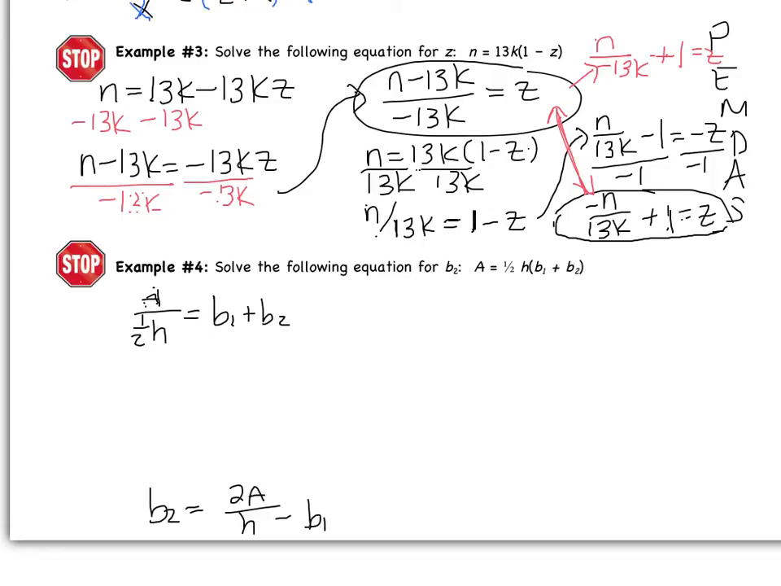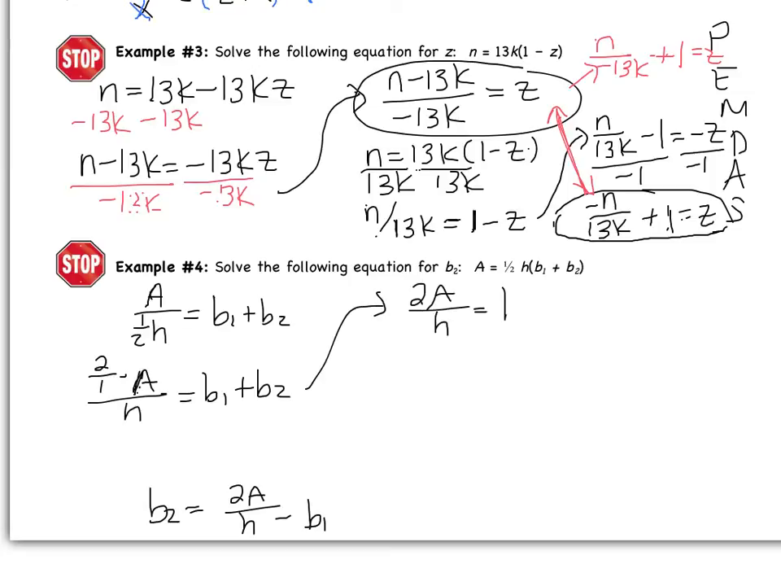Now, remember that dividing by a fraction is the same thing as multiplying by their reciprocal. So a divided by 1/2 doesn't really look very nice. So instead, I'm going to do the reciprocal, so 2 over 1 multiplied by a over h equals b1 plus b2. Now 2 over 1 times a, that's just 2a. So you get 2a over h equals b1 plus b2. And then subtract b1 and you get back to this answer that I gave you at the beginning.